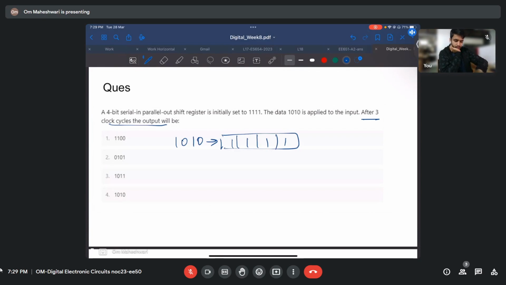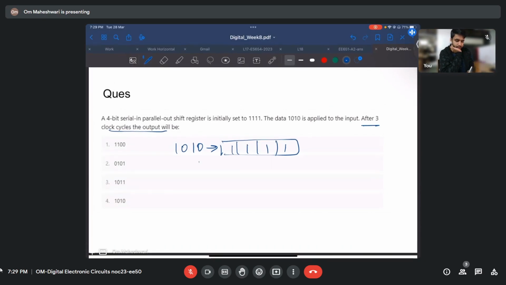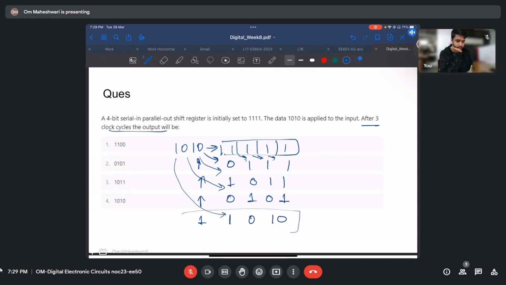Okay, so let us do this. In the first cycle, the 0 will come here, 0, this will shift, 0111. Second cycle, this 1 will come, 1011. Third cycle, this 0 will come again, 0101. Fourth cycle, this 1 will come, 1010. Now the data is fed and we have been asked for the third cycle, 0101.